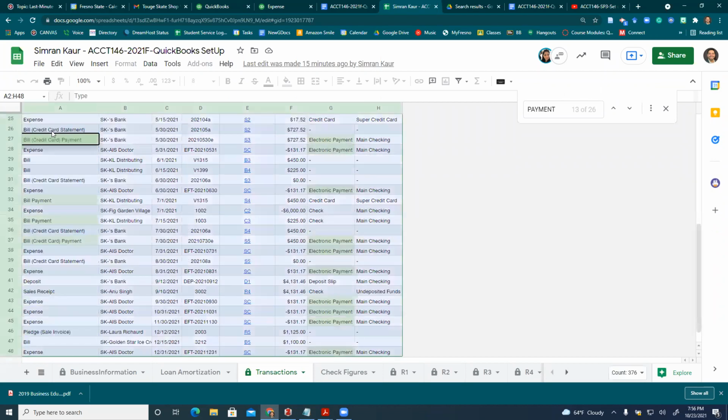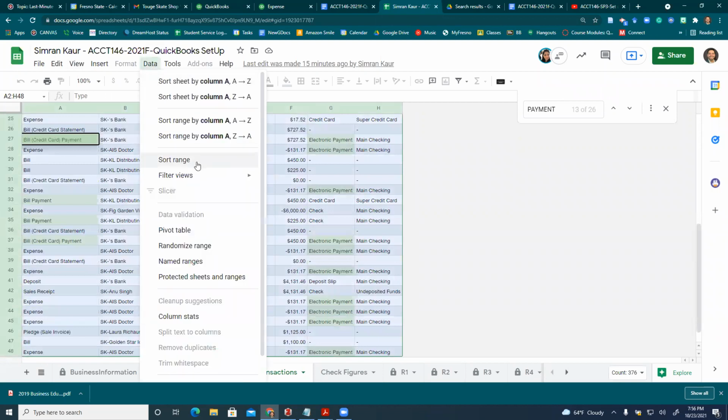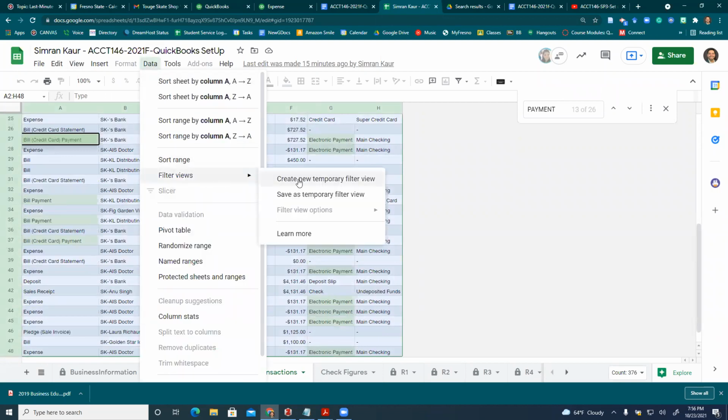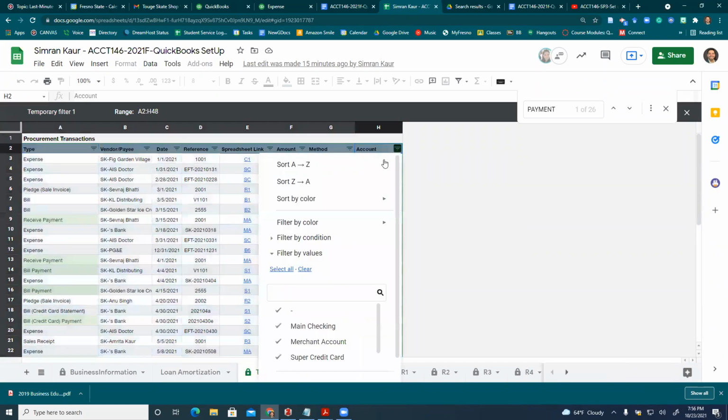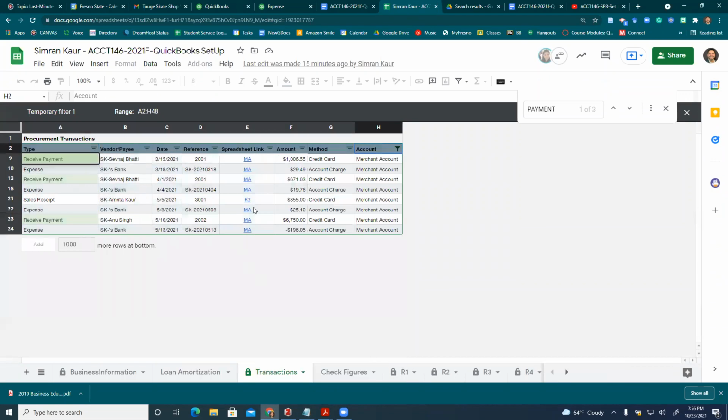I don't know if I'm able to filter this. For whatever reason it maybe won't let me, but okay. So let me just look at the merchant account. So there's only the times that I receive payments and they get posted in the merchant account, and the fees. So you see these?